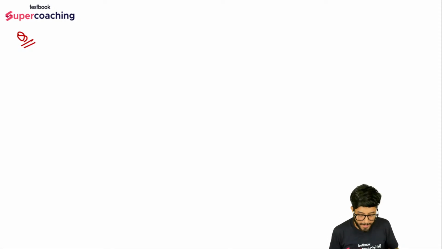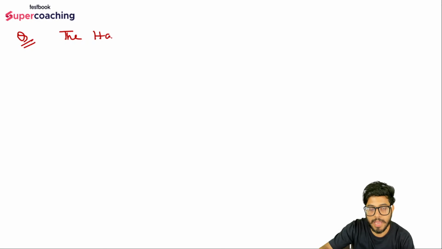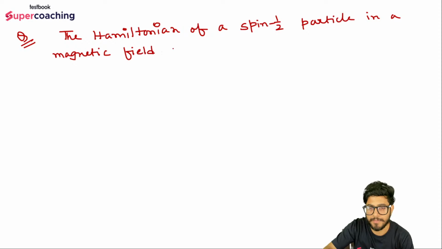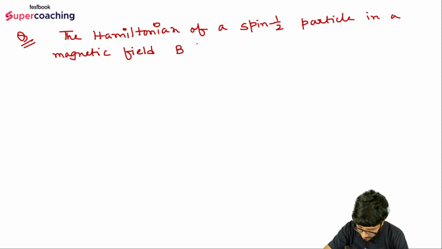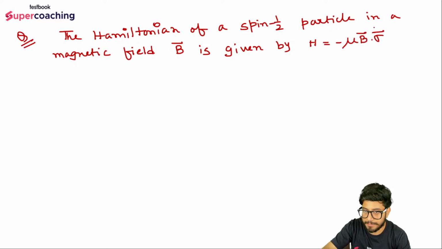So the question says that the Hamiltonian of a spin half particle in a magnetic field B is given by H equal to minus mu B dot sigma, where mu is a real constant, sigma is the Pauli matrices.